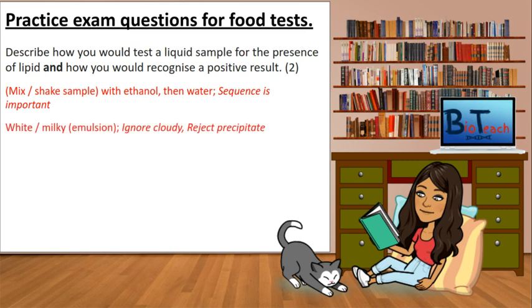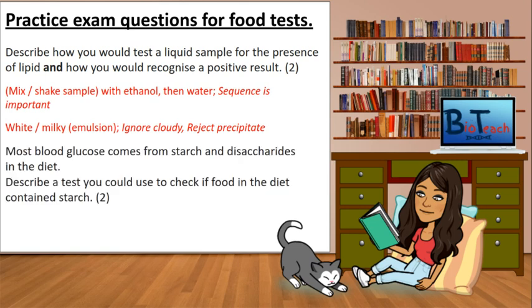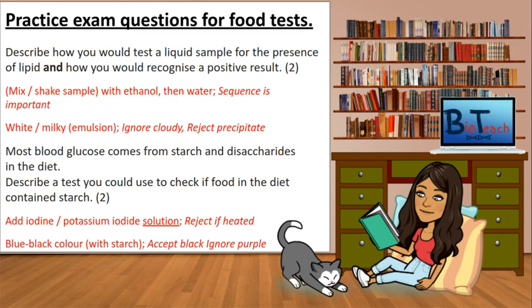The second marking point is for the colour change, so you would need to state that you would observe a white or milky emulsion. The second part of the question here asks you to describe a test for starch for 2 marks. The first marking point would be to state that you would add iodine solution. You could even say that you would add potassium iodide solution. The second marking point would be for the colour, so we just need to state that there would be a blue-black colour change where starch was present.